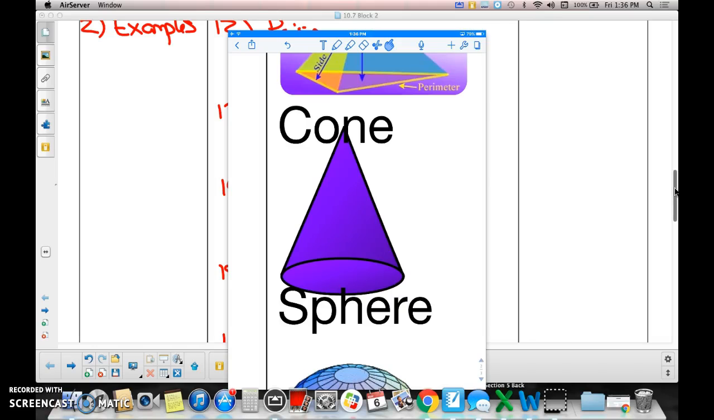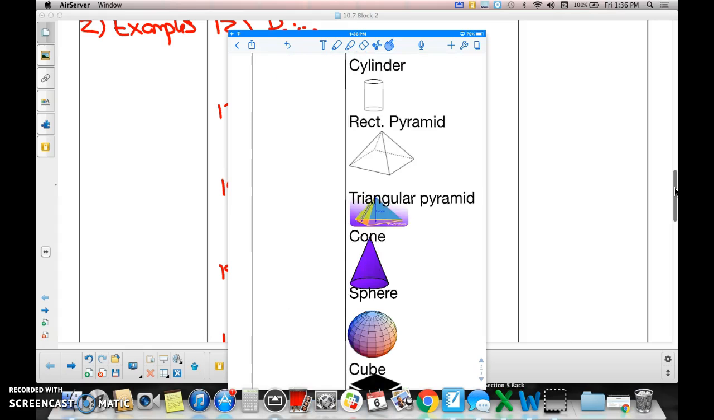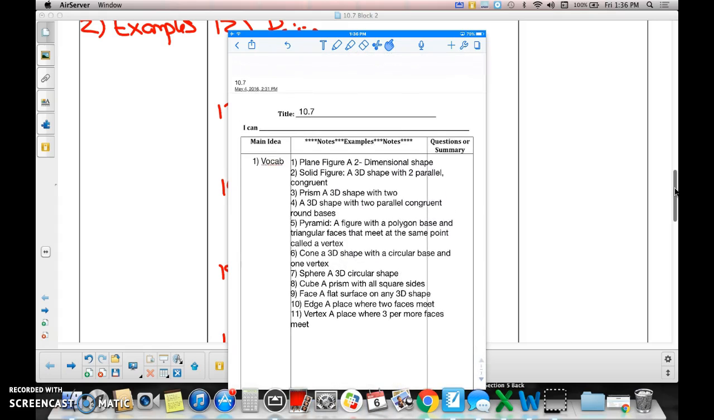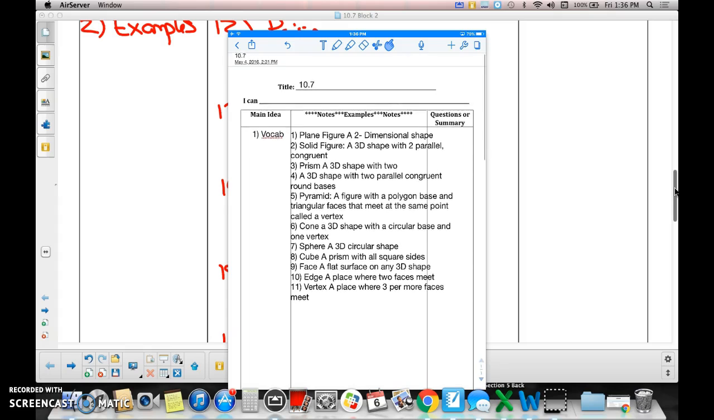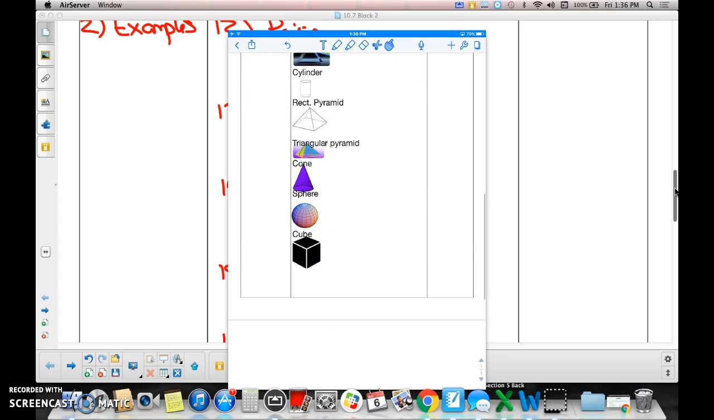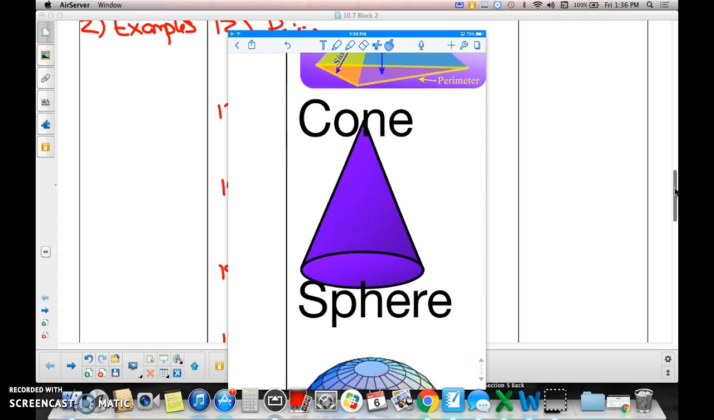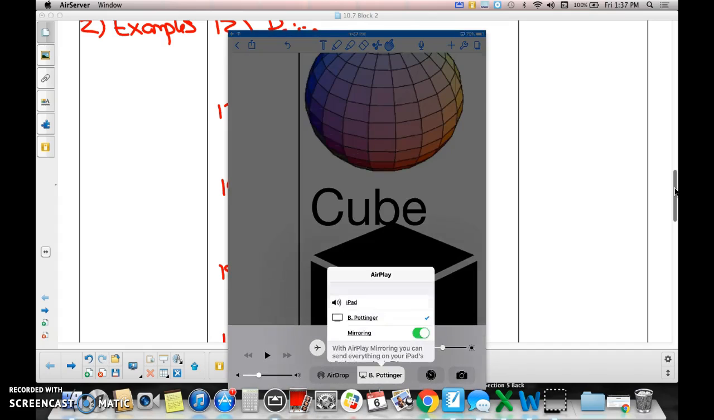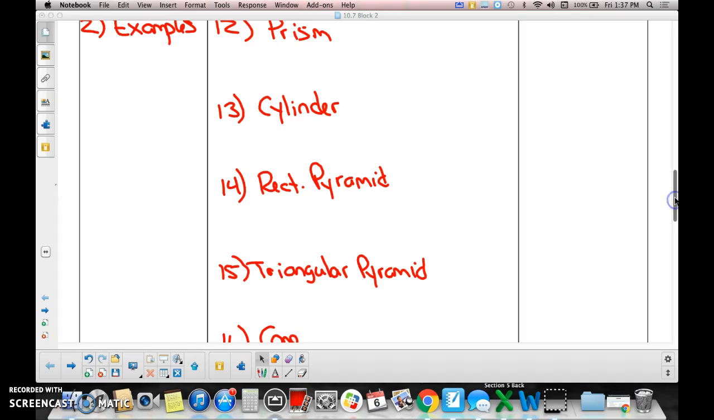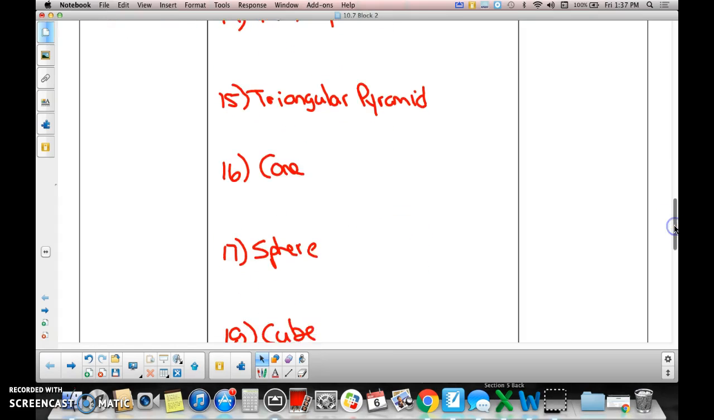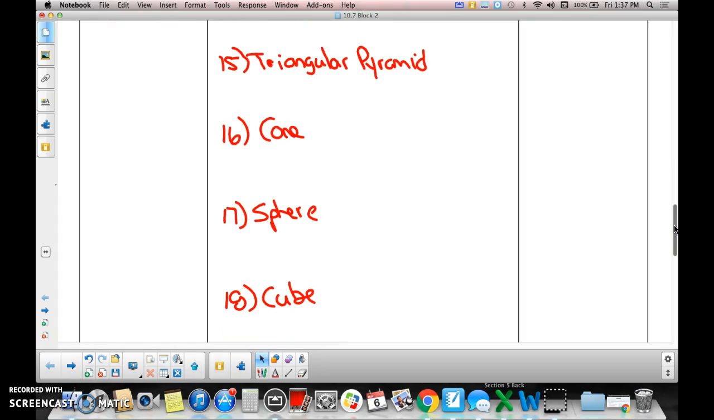We have a sphere or a cone. A cone. What's the definition for a cone? What is a cone, Muna? A 3D shape with a circular base and one vertex. Okay, let's see it. Where's my cone? Sweet. 1 base and a vertex. Awesome. And who has the next one? Sphere. Who's got the sphere?